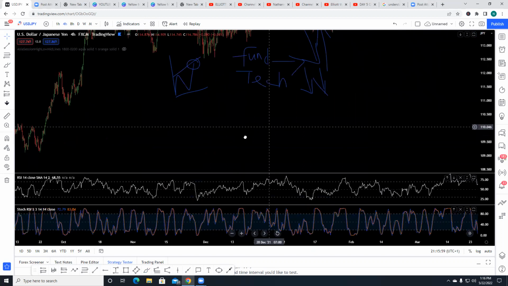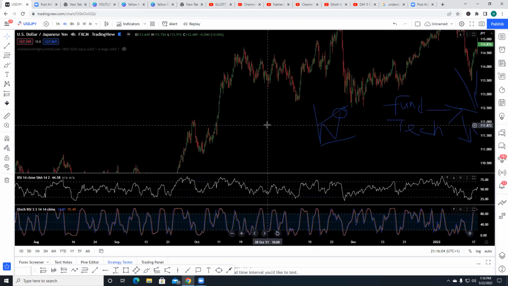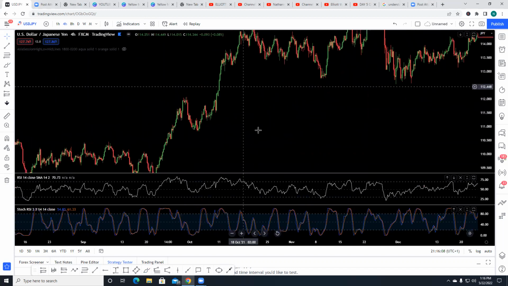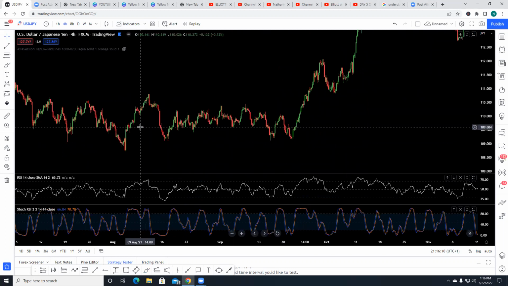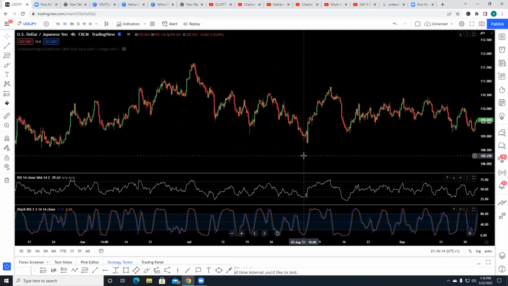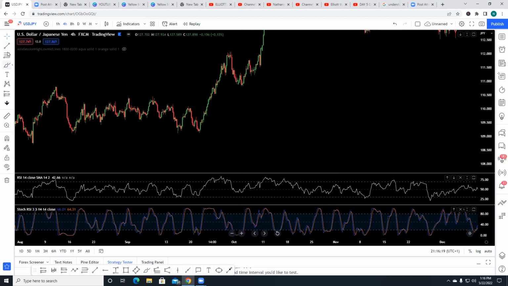All right. So now what I'm going to be doing is looking at structures. I'll be looking at corrective structures, and I'll be interpreting those corrective structures based on their confirmations with the indicators.